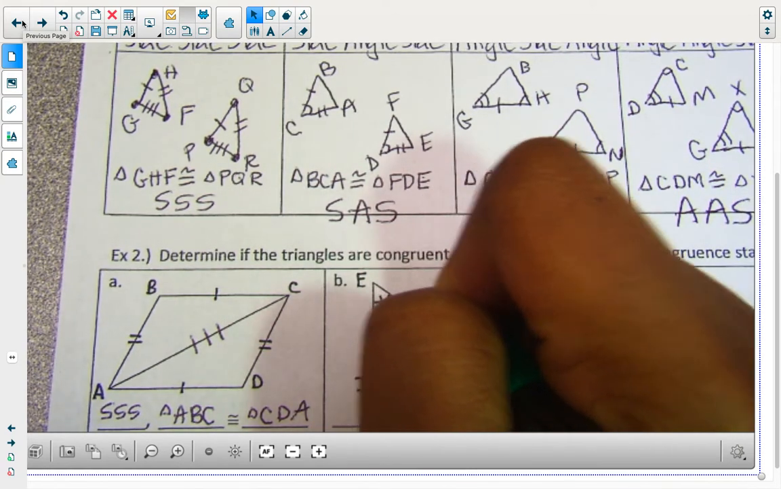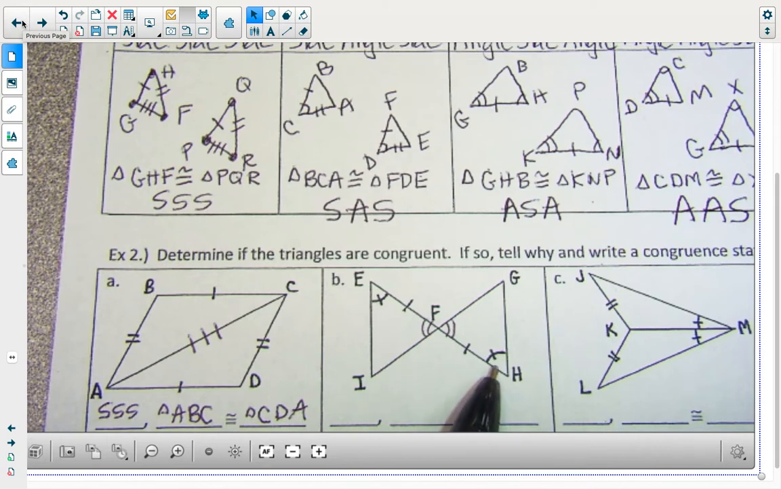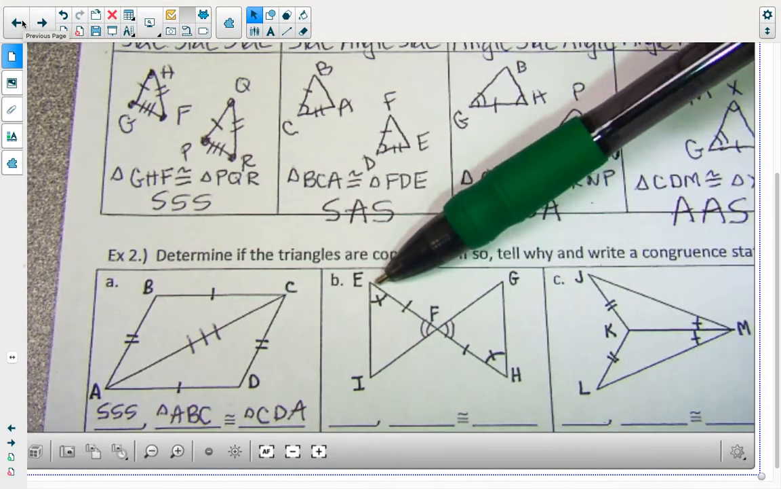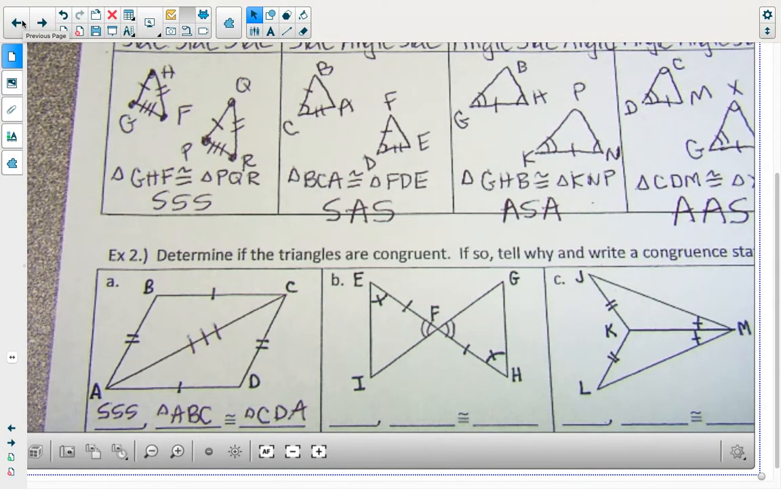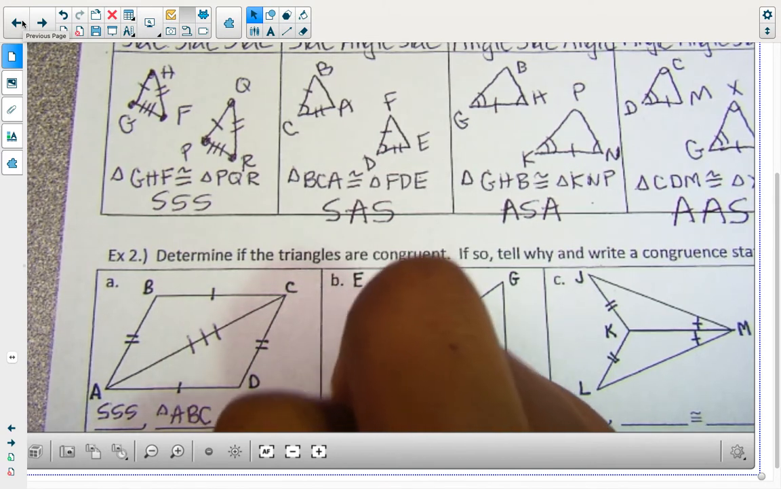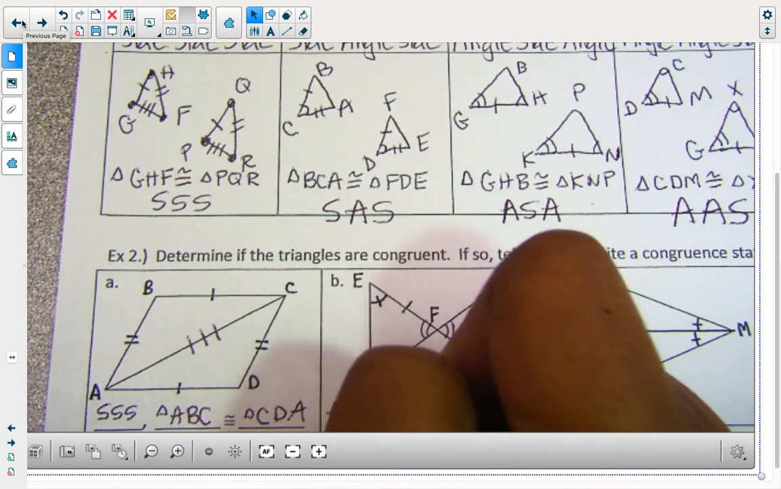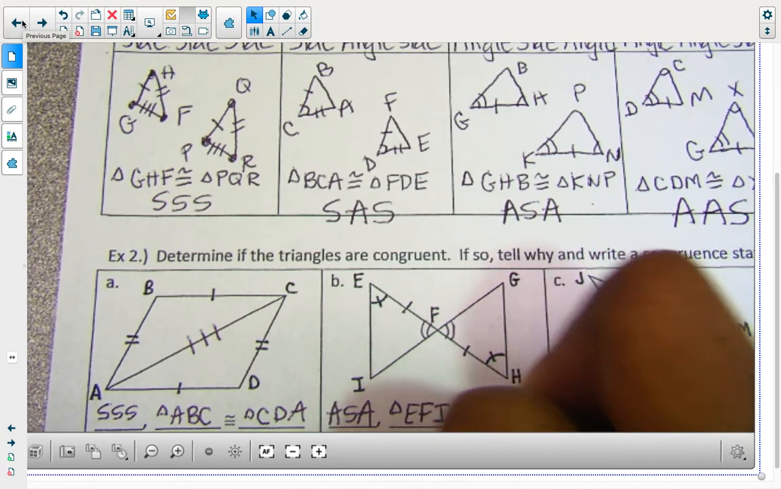So these are congruent by angle, side, angle. And again, angle, side, angle. And you want to make sure this side is in between the angles, which they are. This side is in between angles E and F, and this side is between angles H and F. So these are congruent by angle, side, angle. So triangle EFI is congruent to triangle HFG.